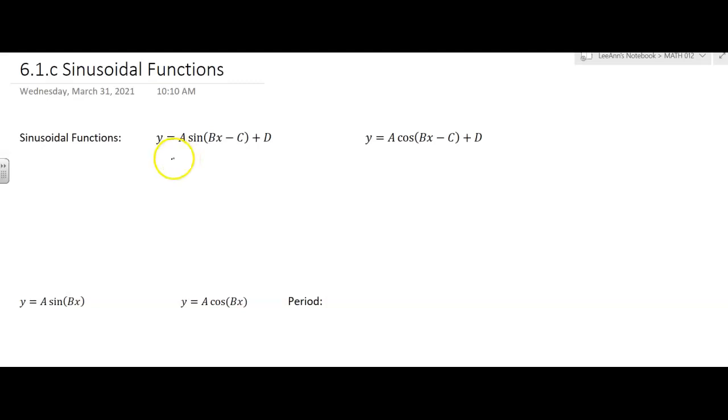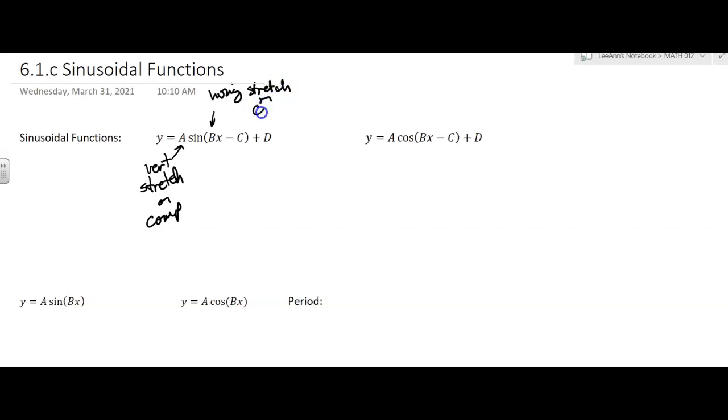So you see how there's an A there. That's going to give you a vertical stretch or compression. Now, we're not going to call it that, but just kind of comparing it to what we did in the past. The B, that's like a horizontal stretch or compression.